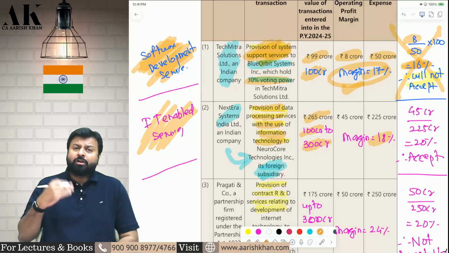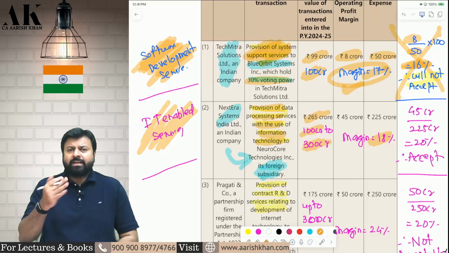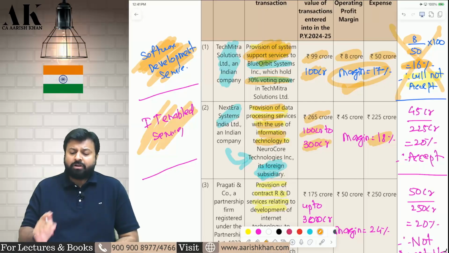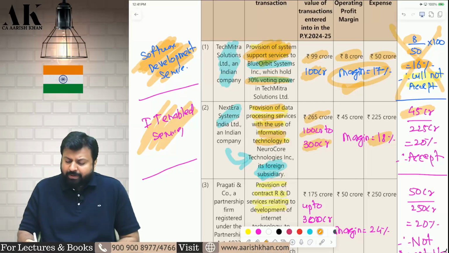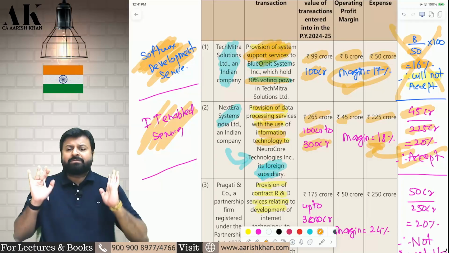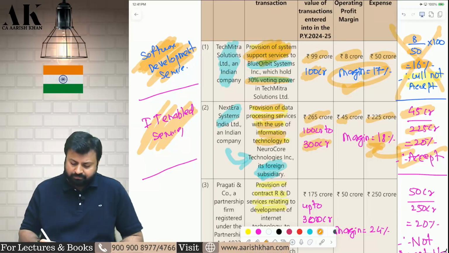If it is 18% or more, we will accept safe harbor. If it is less than 18%, we will not accept. Minimum 18% you have to show. Now what is the margin? The operating profit is 45 crore, operating cost is 225 crore, the margin is 20%, which is more than 18%, therefore the officer will accept safe harbor. I hope it is clear to all of you.